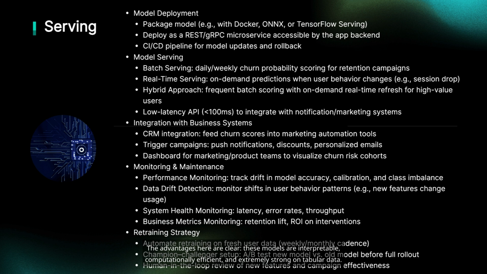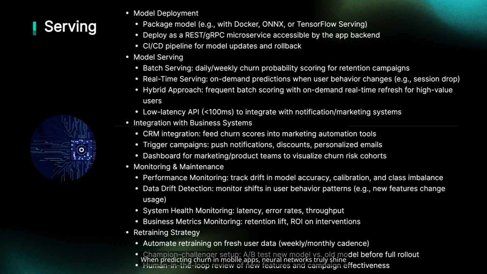The advantages here are clear. These models are interpretable, computationally efficient, and extremely strong on tabular data. The main limitation is they rely on engineered features and cannot natively capture sequential dynamics of user sessions or event histories. To overcome this, we consider neural networks.